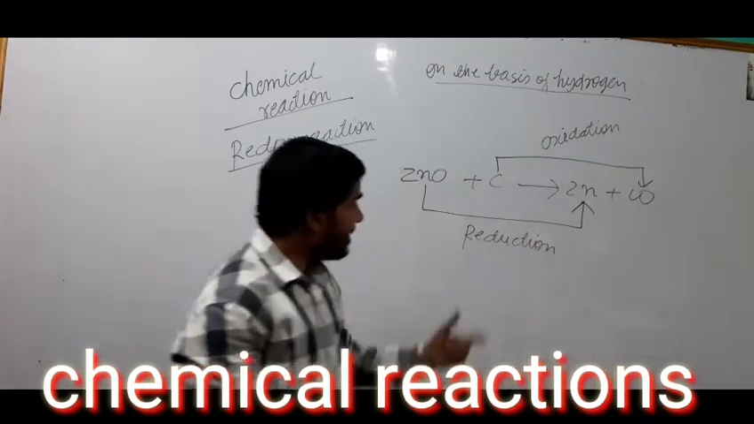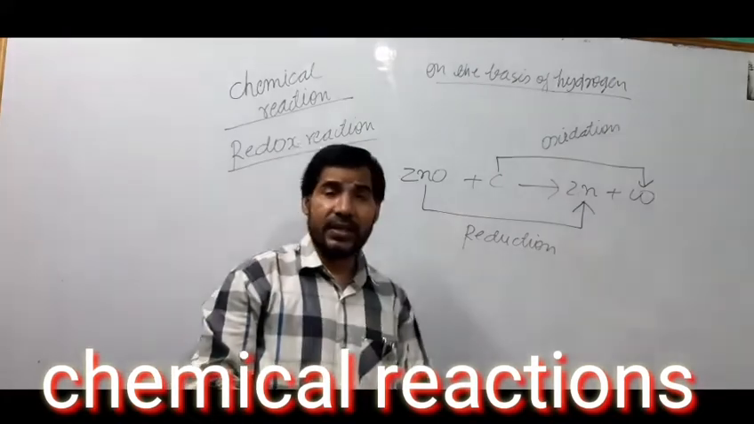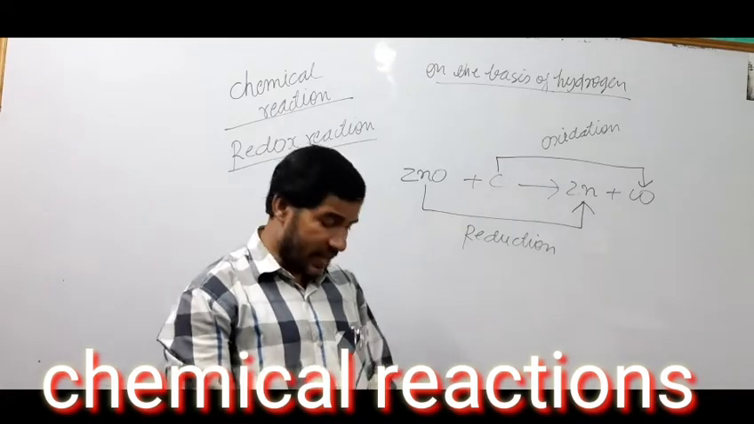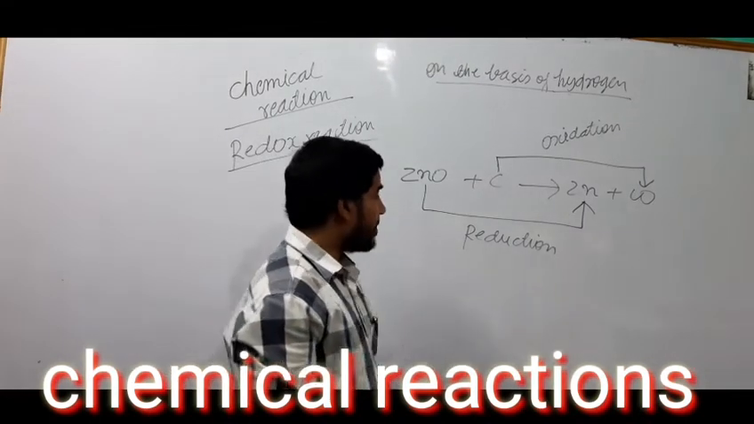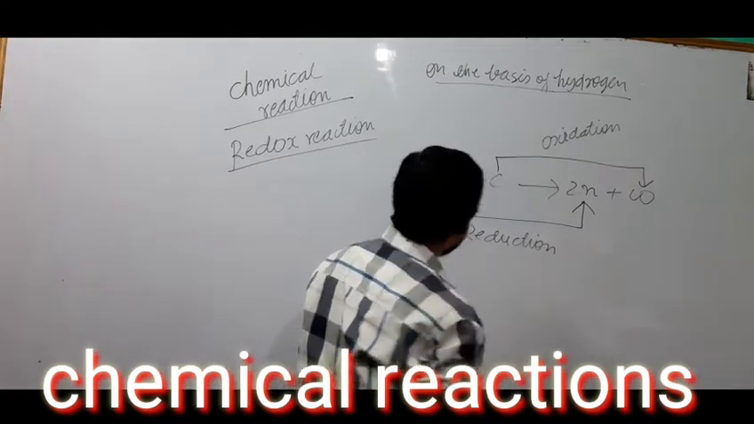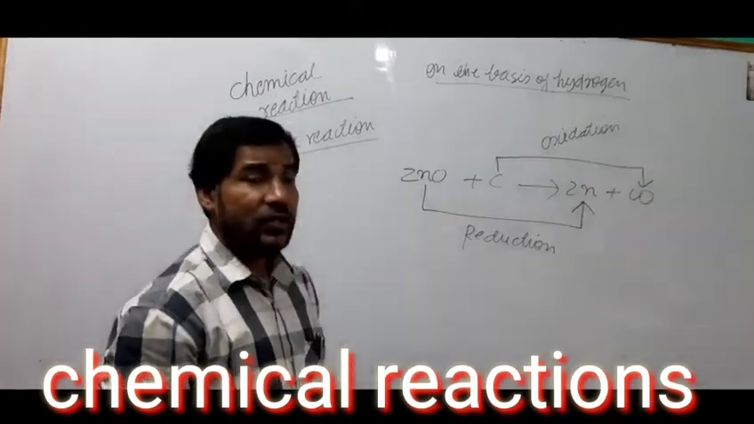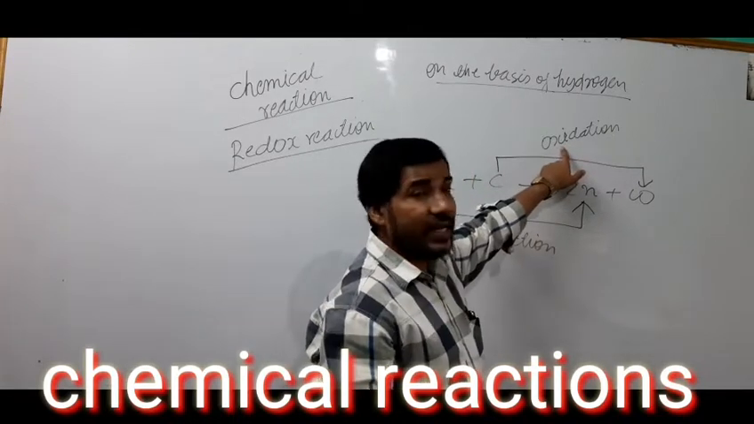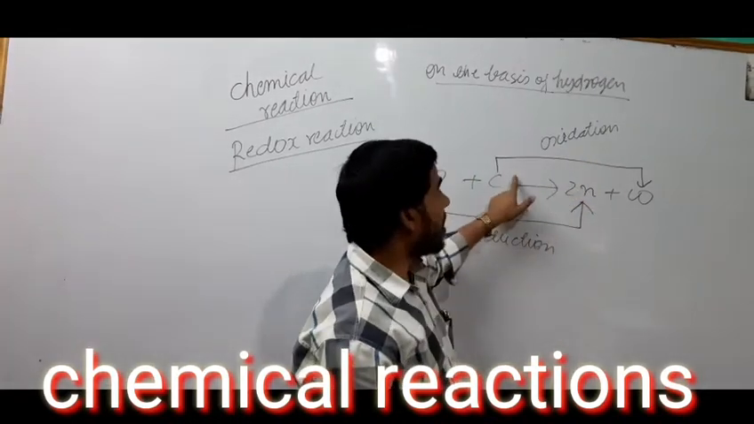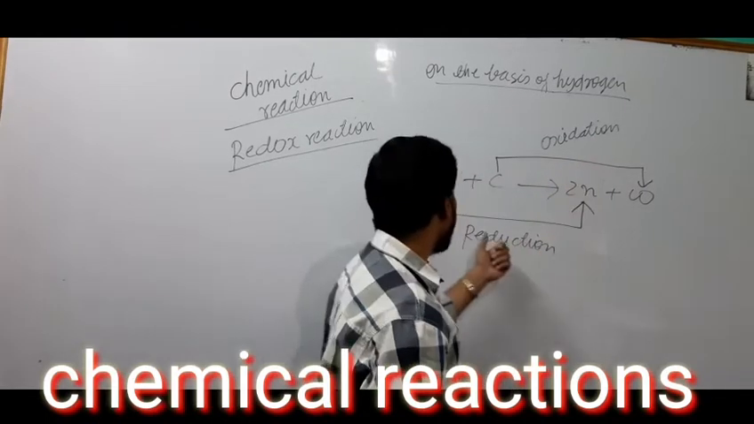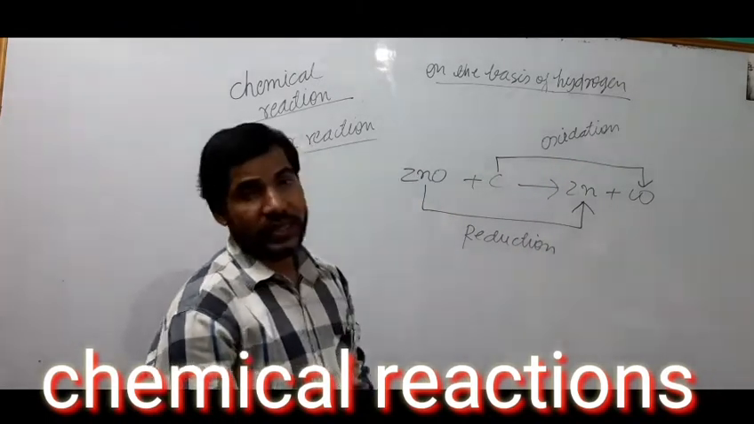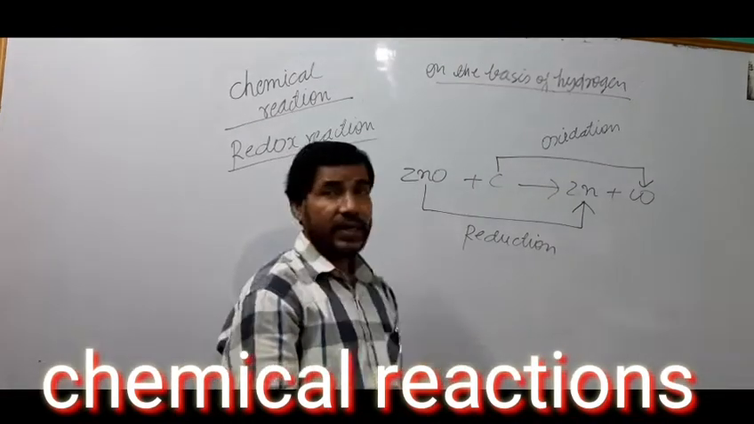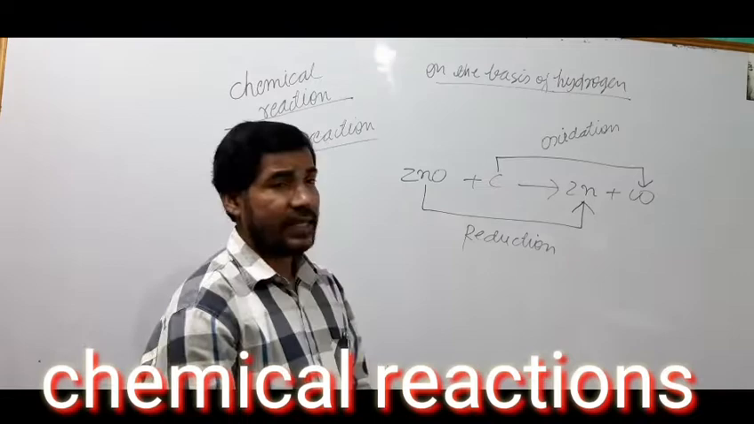Okay, so since in this reaction oxidation and reduction both take place simultaneously, it will be the example of a redox reaction. One thing: the substance which gets reduced is called oxidizing agent, and the substance which gets oxidized is called reducing agent. In this reaction, carbon will be the example of reducing agent and zinc oxide will be the example of oxidizing agent. So in this way we are seeing here how oxidation and reduction both take place simultaneously here.